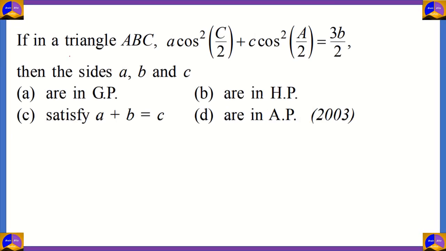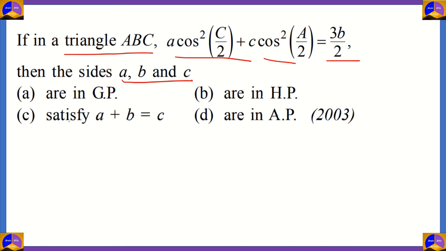Next question. If in a triangle ABC, a cos² (C/2) + c cos² (A/2) = 3b/2, then the sides a, b, and c are one of the following options. Either they're in GP, they're in HP, they're satisfying a + b = c, or they are in arithmetic progression. So which of these options is correct?